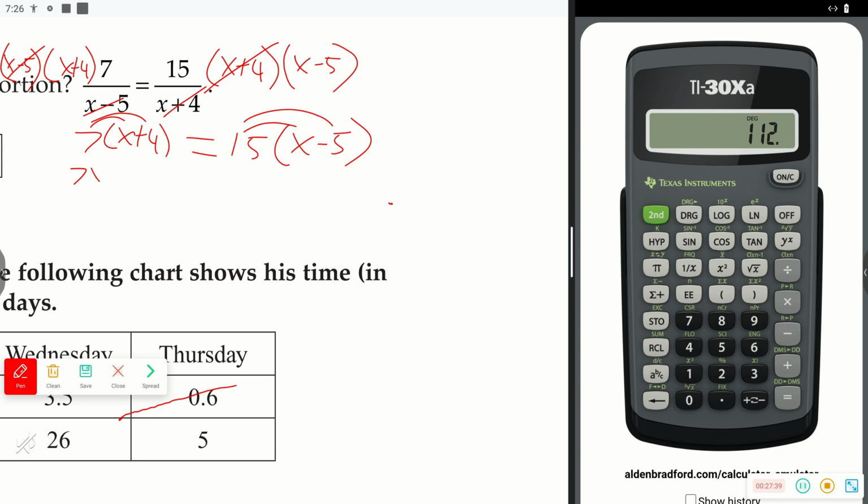7 times x is 7x. 7 times 4 is going to be plus 28. 15 times x is 15x. 15 times negative 5, we have 15, 30, 60, 75. So this should be minus 75.